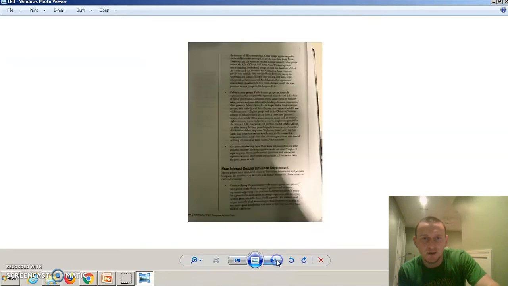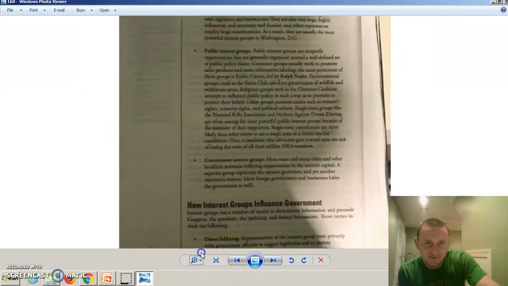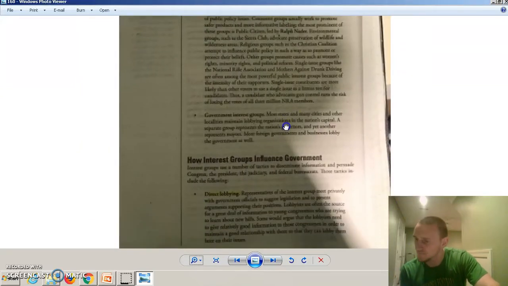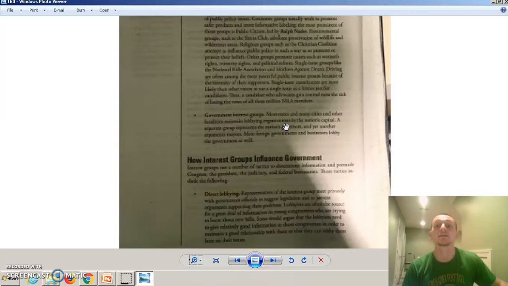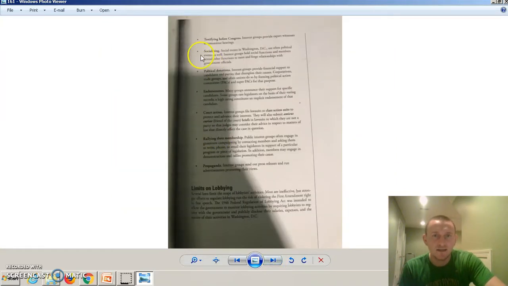So for example, direct lobbying. Let's look at this. Direct lobbying: representatives of an interest group meet privately. So just know, when they do direct lobbying, they meet directly. Yes. Good job. You're smart. So direct lobbying is when they meet directly. There are different types. They can testify before Congress. They socialize, and make political donations.